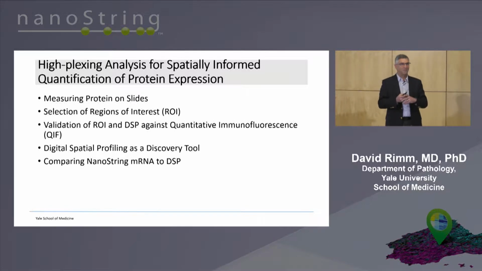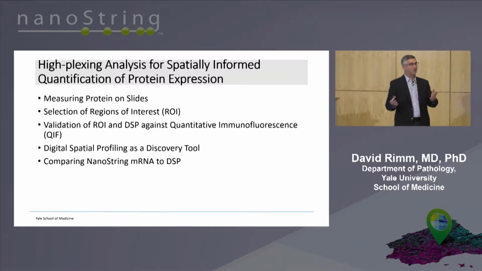And then finally, one of the things that we just did in the last couple weeks is we actually compared the two. That is, looking at using an IO360 panel at 770 RNAs on the Nanostring platform compared to 44 proteins on the Nanostring platform, to see whether in fact protein equals RNA.